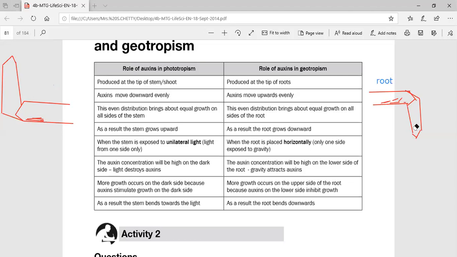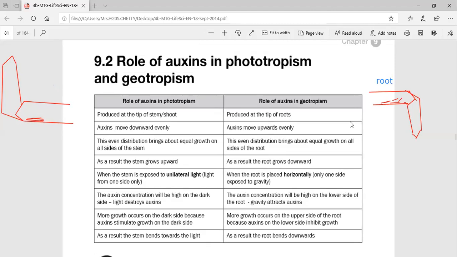Very important to remember this because they give this to you in a variety of questions, investigative questions that they will pose to you. Brilliant, my darlings. I hope you understood this part of auxins and its role in phototropism and geotropism.